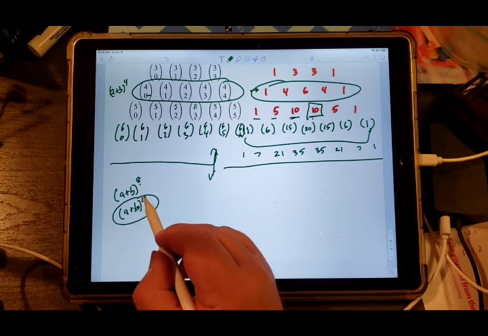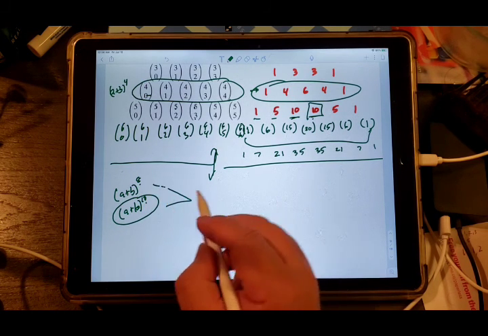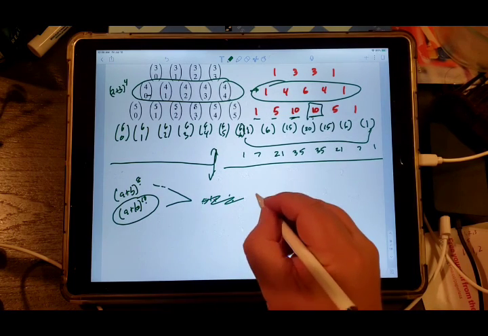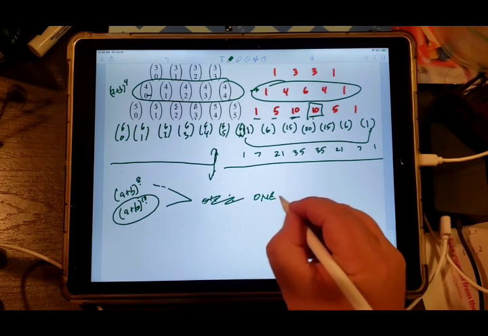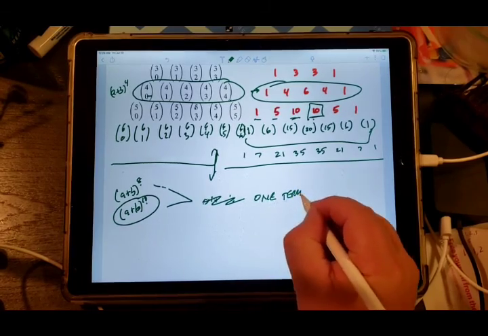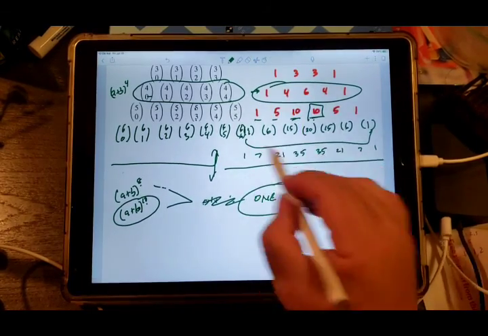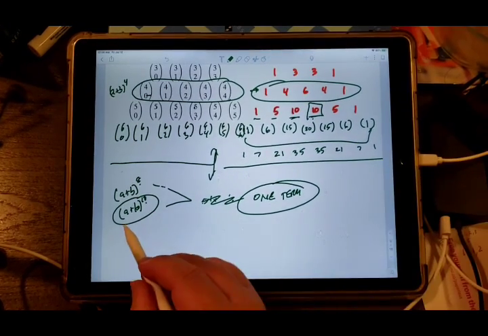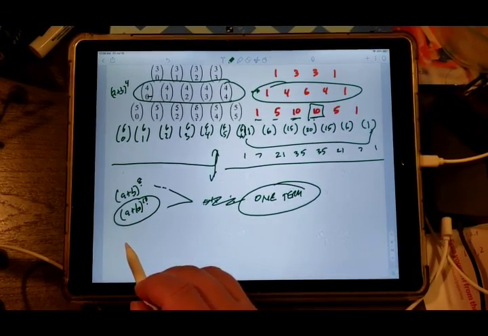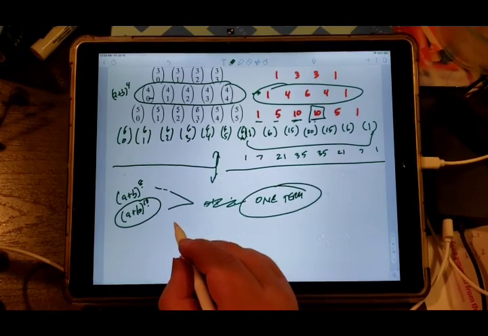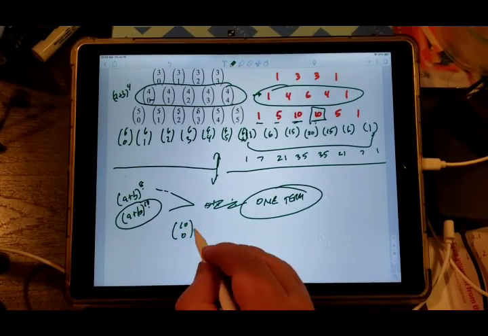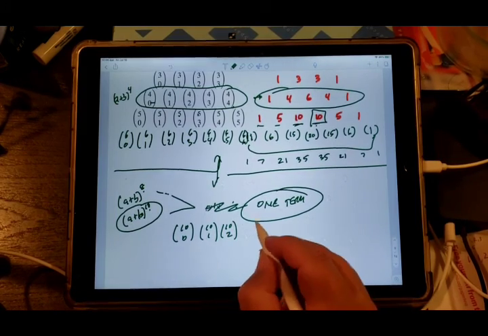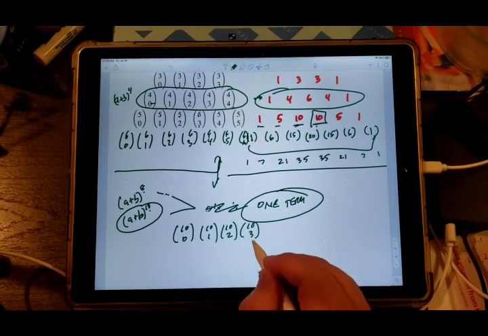If it's (a + b)^8 or (a + b)^10, they're only going to ask for one term. And if they only ask for one term, you don't need Pascal's triangle to go that far down. You don't need Pascal's triangle to do (a + b)^10, because what are the coefficients for (a + b)^10? They're 10C0, 10C1, 10C2, 10C3.